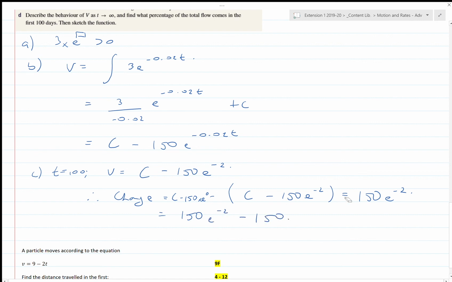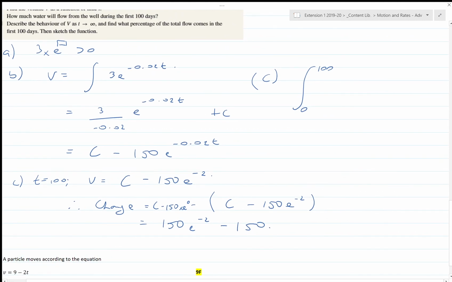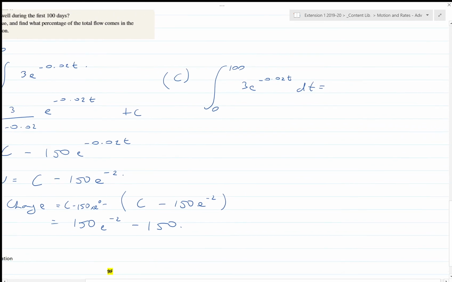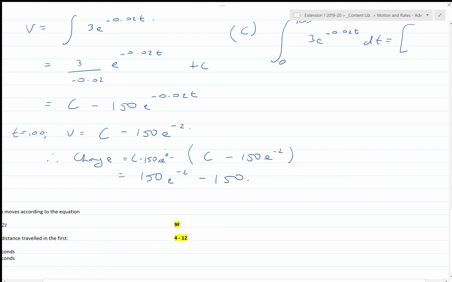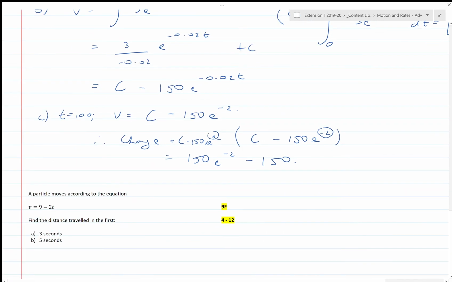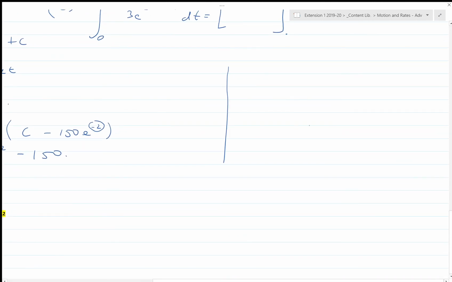So that's the change. Now the other way to do that is to take the volume between 0 and 100. That's the change in volume over the time. 3 e to the minus 0.02 t dt. And then if you do the integral, you sub in 100, you sub in 0, which is what I did here. Okay. Describe what happens. You approach C. So it does something like this.